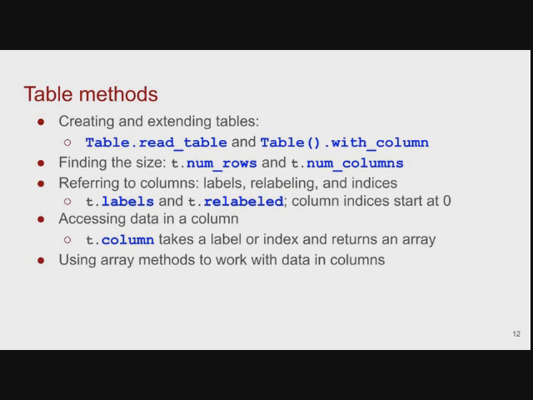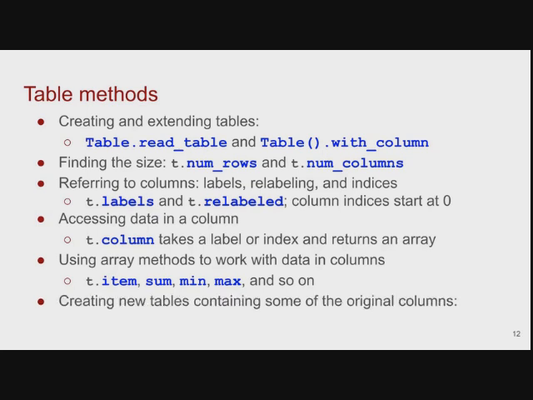Lastly, using array methods to work with data in columns. We can do T dot item, sum, minimum, max. So all of the array arithmetic that you're able to do once you turn a column into an array, you can do all kinds of stuff, just like what we showed earlier, like trying to get the percentage.